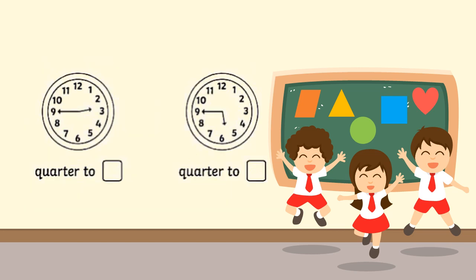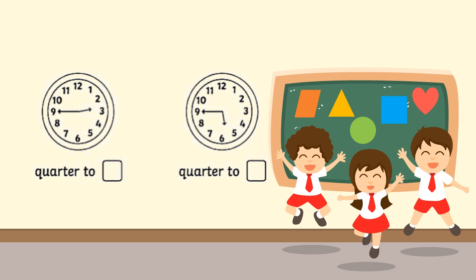But here the long hand is on 9. What do we say if the long hand is on 9? As it's written here, quarter to. So if the long hand is on 9, we say quarter to. So 9 means quarter to. Here I don't have the word past.